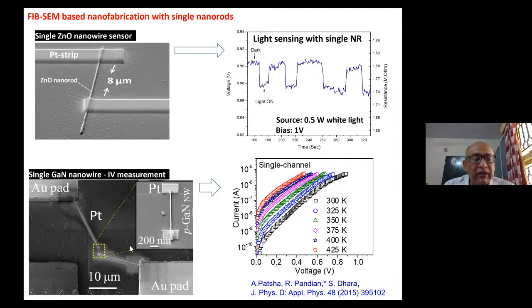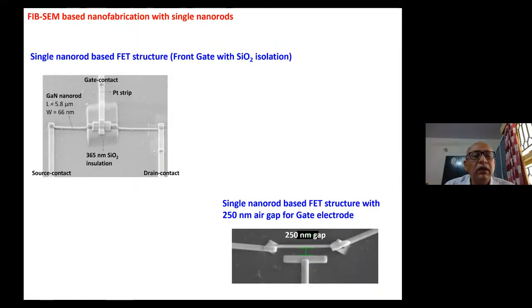And here, there's a single gallium nitride nanowire, and the IV measurement of the single gallium nitride nanowire has been done. So this is the reference. And here they have made a single nanorod based FET structure itself. And these are the wonderful things which are possible with the FIB SEM based nano fabrication techniques.